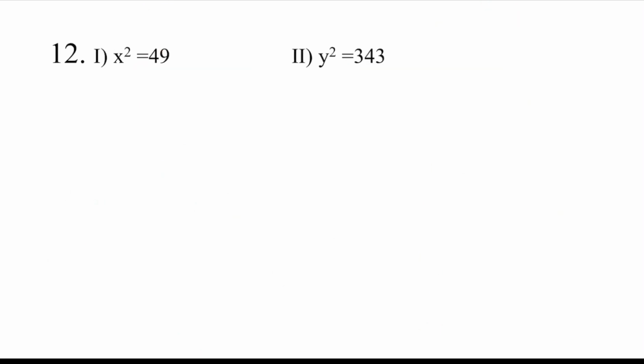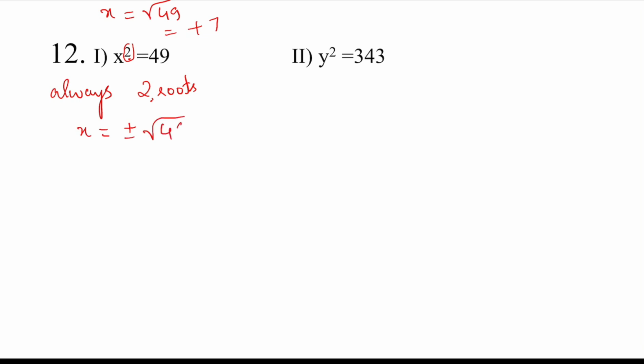Next, x square is equal to 49, okay. When power is there, when you have power like this, it will always have 2 roots. But if they had directly given x is equal to root 49, then it will have only one root, that is plus 7. But if it is x square, the square term indicates that it has 2 roots, okay. Therefore x is equal to plus minus square root of 49. So x is equal to plus 7 and minus 7, okay.